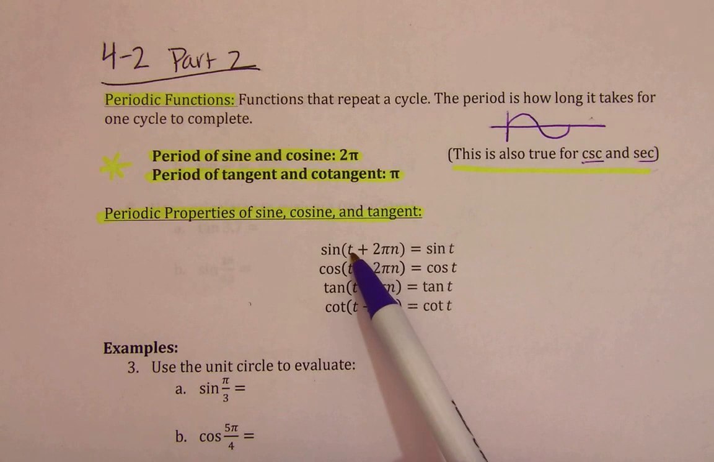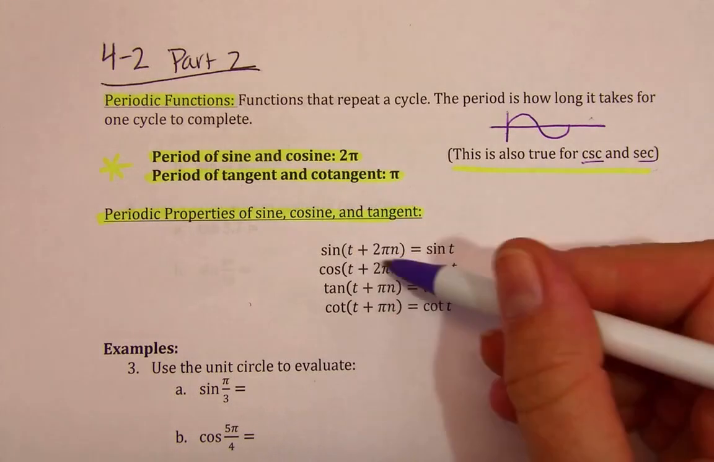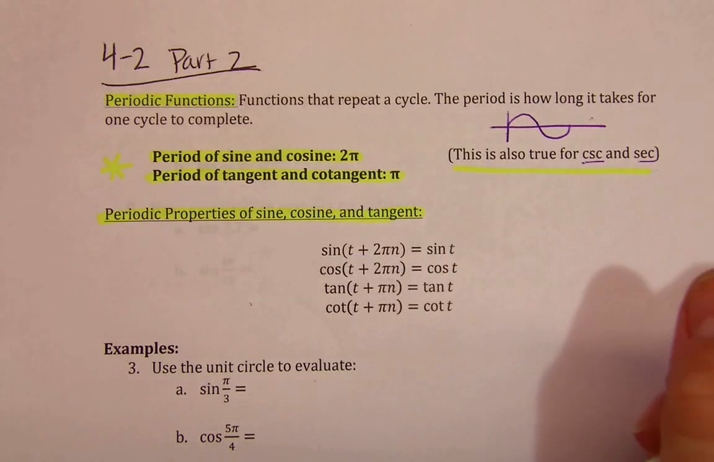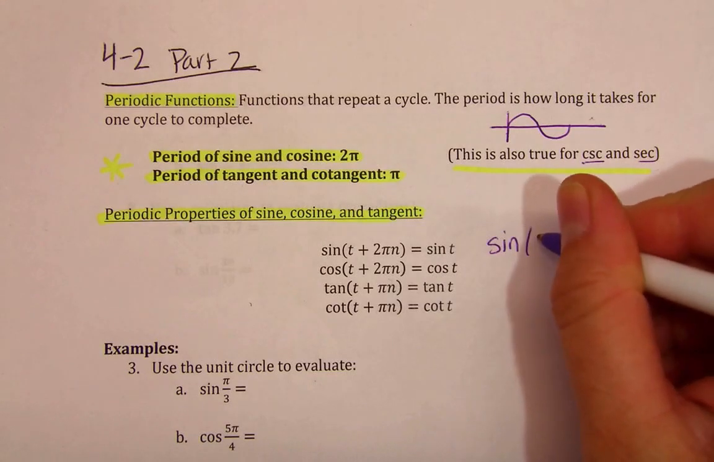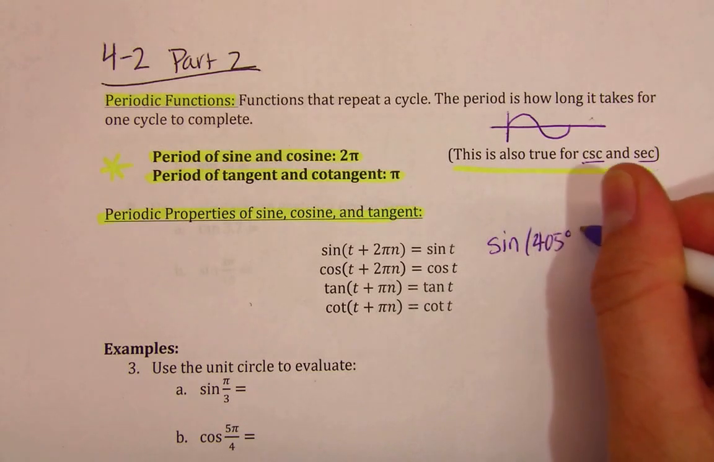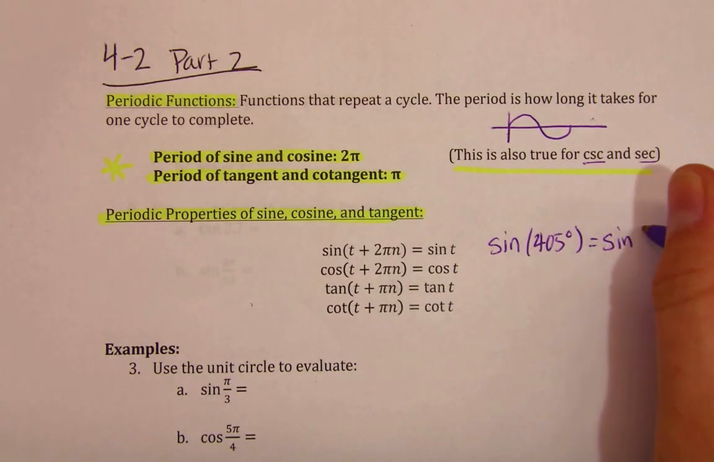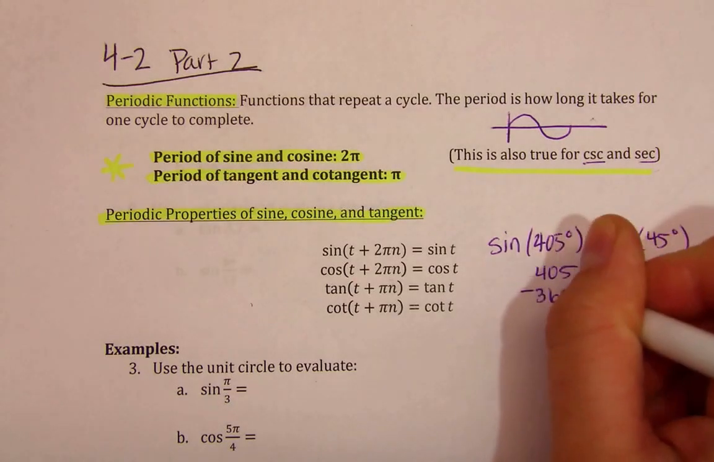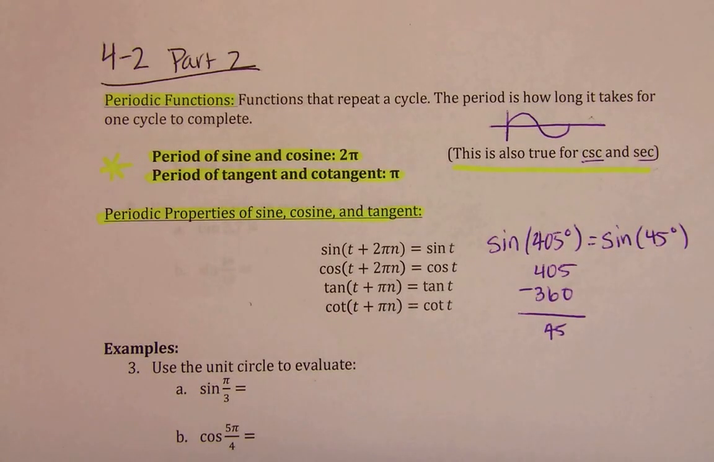And so what this means here is we were using this in the last examples in part 1 of the video, but if I have an angle here, I can add or subtract 2 pi as many times as I want, and it's still equal to that angle. And that's what we were using in those examples where maybe I had sine of, let's say, 405 degrees, and we subtracted 360, and that's going to be equal to sine of 45 degrees, which is 405 minus 360. So that's what we're saying with these periodic properties here.